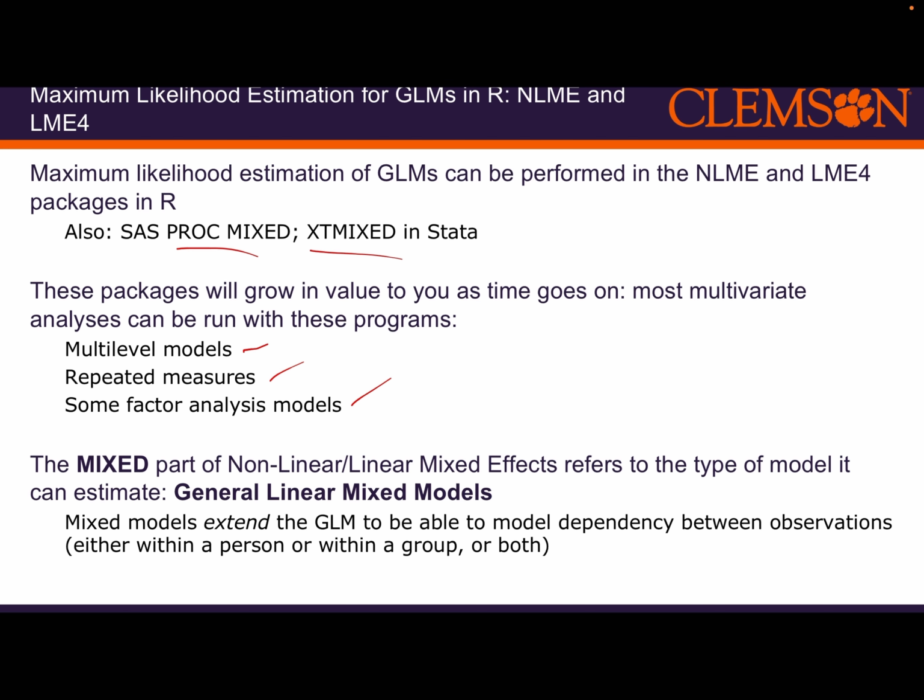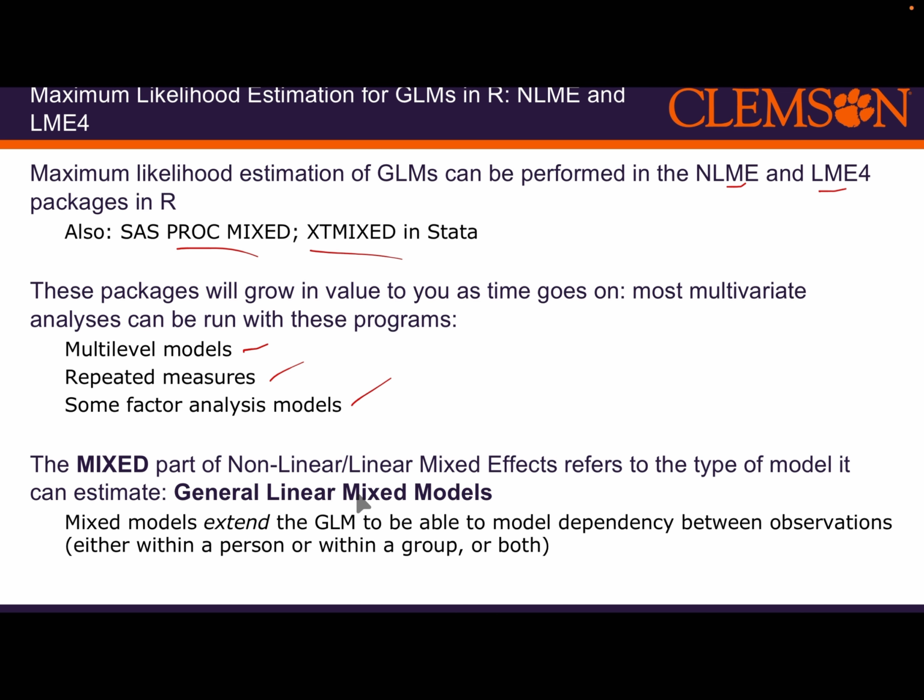Now, the M here in each of these refers to mixed effects models. Those are models that feature fixed effects and random effects. The random effects are used to extend the linear model to allow dependency between observations, whether those are multiple observations from a person or within a group, or maybe even both.